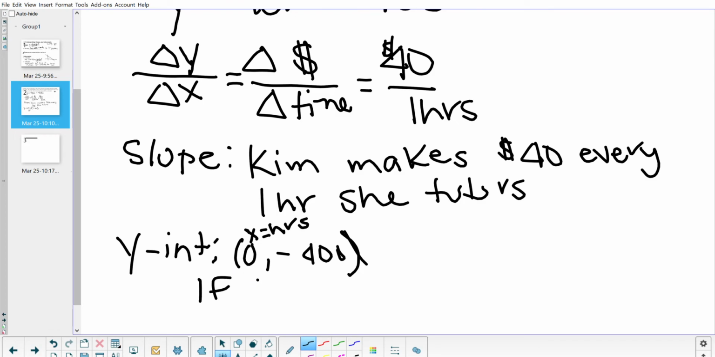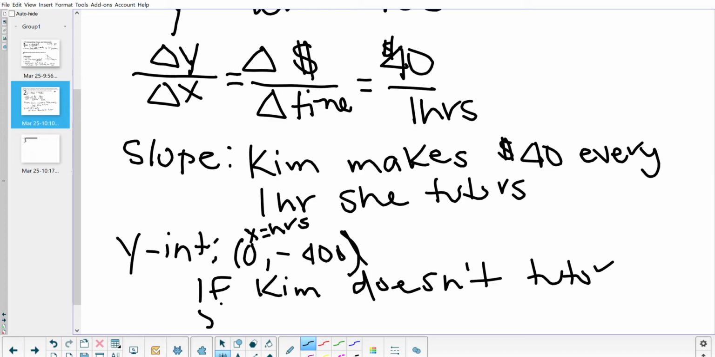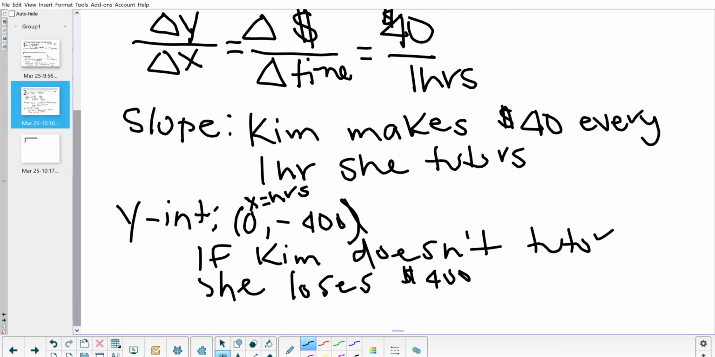If Kim doesn't tutor, she still has to pay rent. She's in the hole. She loses $400. Okay, that's the y-intercept. Now, the x-intercept we need to interpret, but guess what? We don't currently know that.